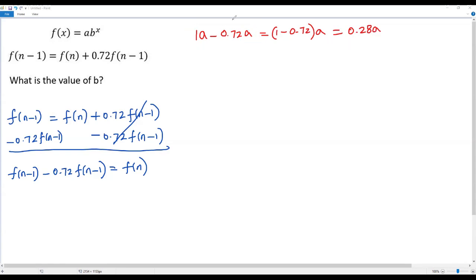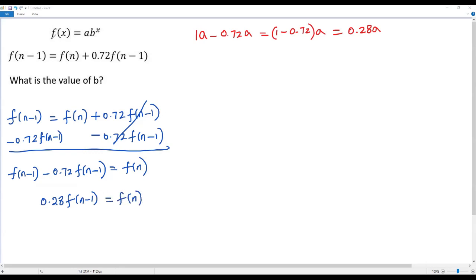Okay, the same thing we can do in our problem, that is for the expression we have on the left side. When I simplify this expression, I'll be getting 0.28. So here we have a, so that's why I'm writing 0.28a. But instead of the a at the two places in our expression, what do we have? We have f of n minus 1. So instead of 0.28a, we have to write 0.28 times f of n minus 1 equals f of n.